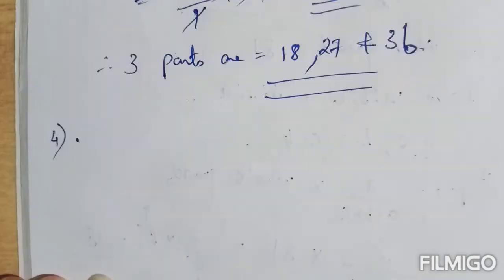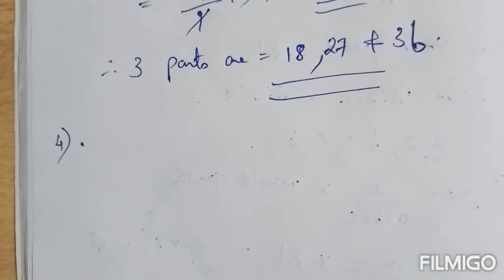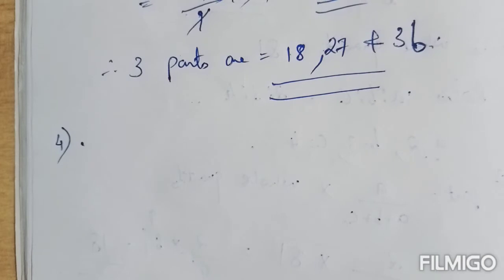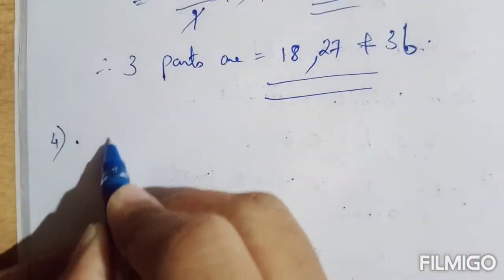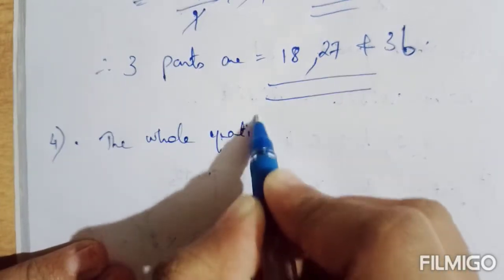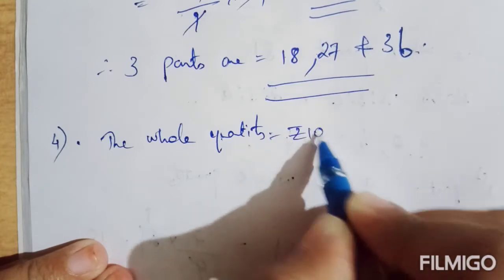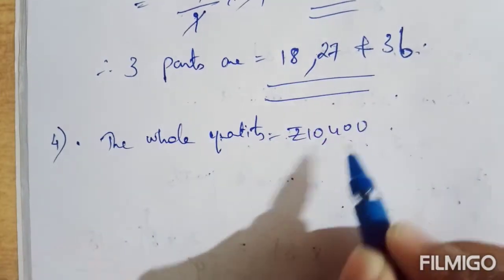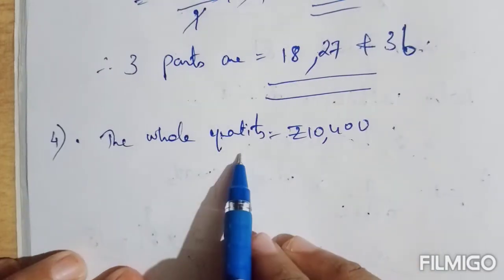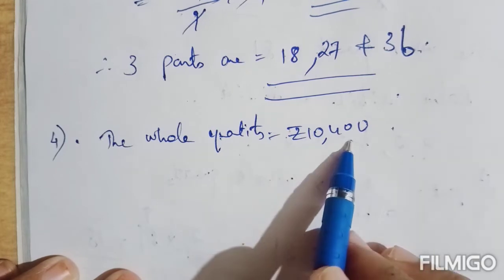Okay. Next, fourth question. Divide rupees 10,400 among A, B and C in the ratio 1 by 2 is to 1 by 3 is to 1 by 4. So here the whole quantity is rupees 10,400. Okay, 10,400 is the total amount to be distributed or divided among A, B and C. So whole quantity you can take it as 10,400.